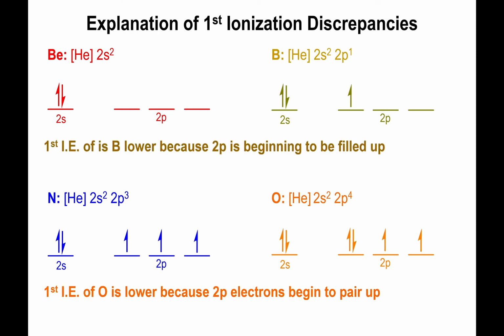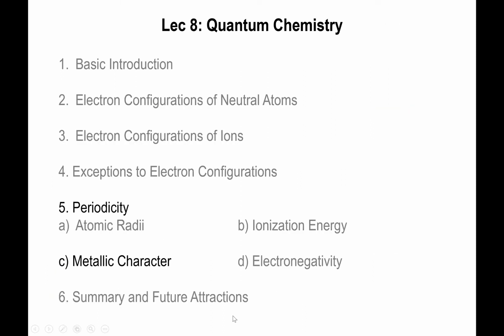All right, so this explains some of the discrepancies we're seeing. Now we're almost at the end. Let's talk about the metallic character.